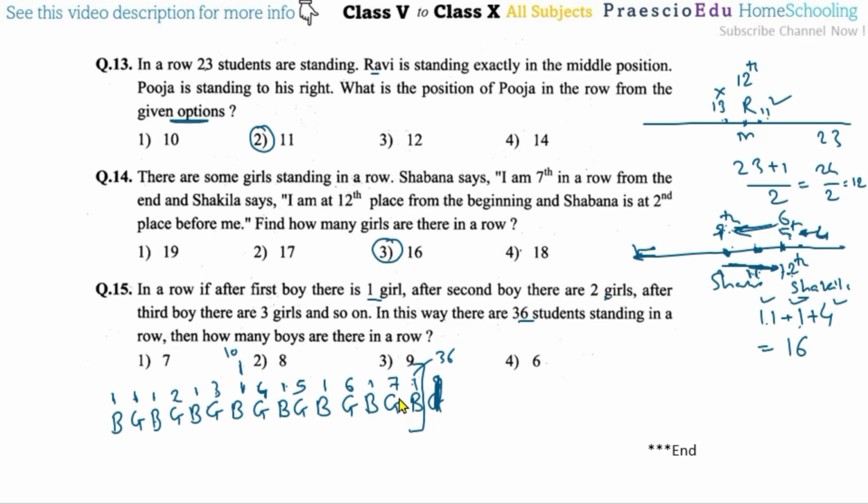Now this is the arrangement we have done. Now how many boys are there? So this is 1, then 2, 3, 4, 5, 6, 7 and 8. So there are 8 boys. 8 is given in option number 2.